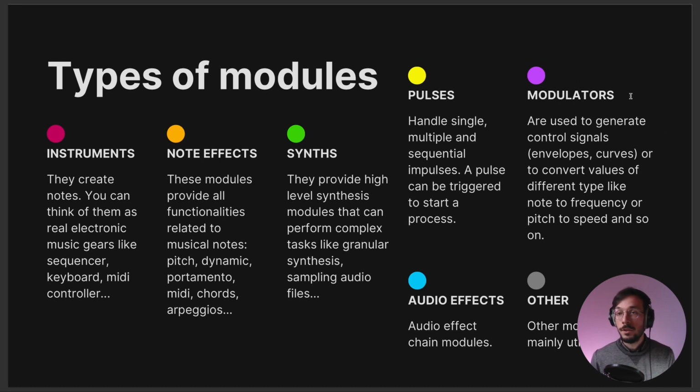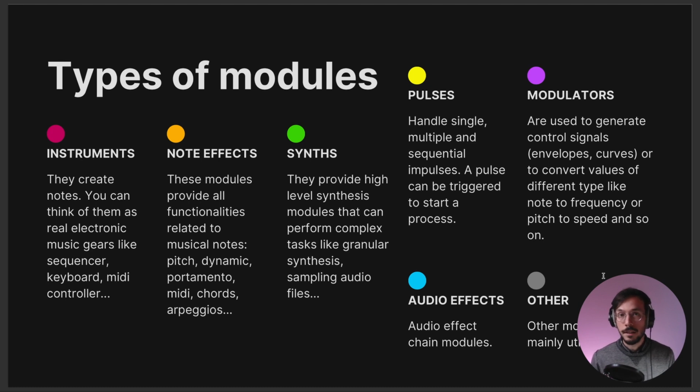These are used to generate control signals like envelopes, curves. You can set parameters, values. They are also used to convert values, like if I want to convert a MIDI note to its relative frequency, or retrieve the speed from a pitch variation and all stuff like that. Finally, we have other, which contains other generic modules.